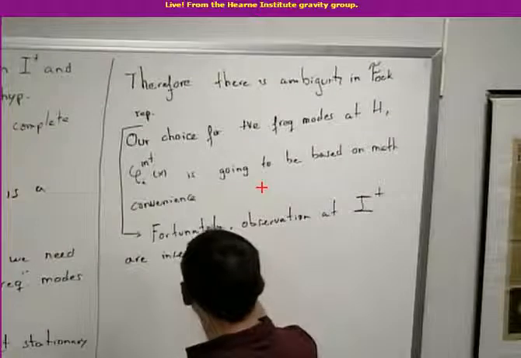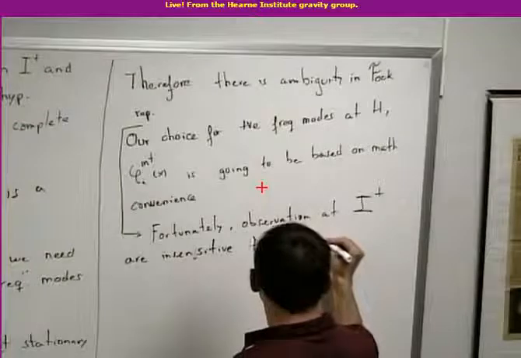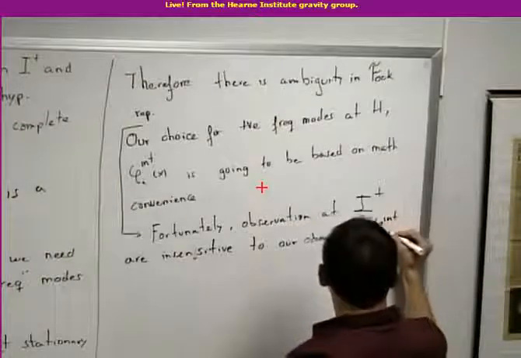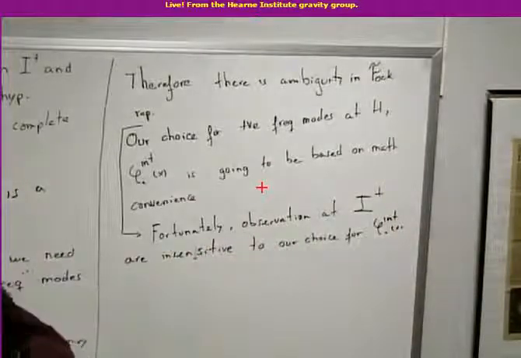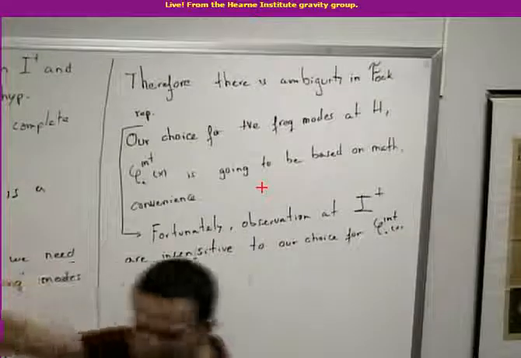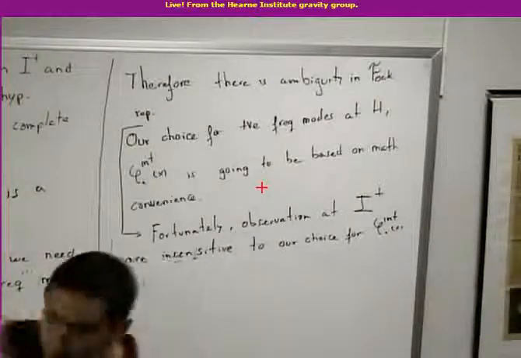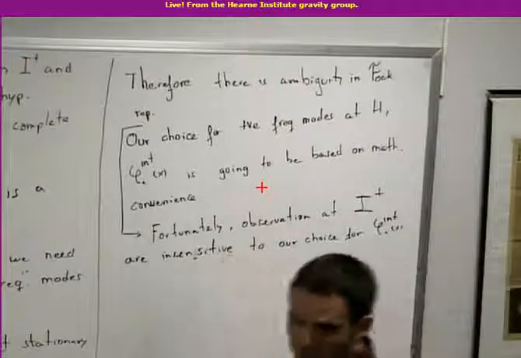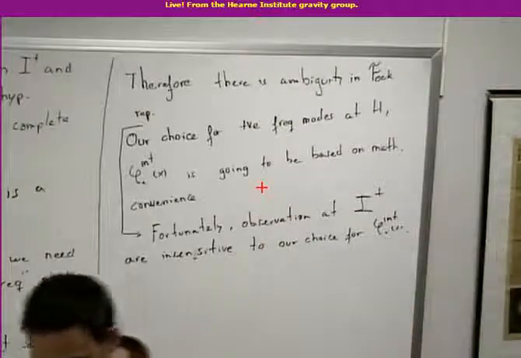Insensitive to our choice for these modes. So whatever we choose, any statements about physical processes happening at scri are not going to be affected. In particular, Hawking radiation has to do with scri, so it doesn't matter which basis we choose, Hawking radiation is going to be exactly the same. So this is why I can choose just whatever I want. So this is what we are going to do.